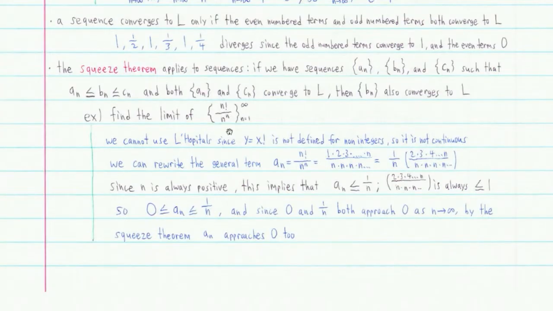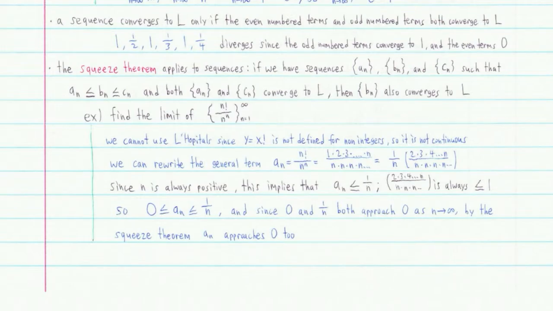So if we have this sequence, and if we directly evaluate it by plugging in n, the limit as n approaches infinity, we'll get infinity over infinity. But we can't use L'Hopital's since we can't differentiate n factorial. Because if we treat it as a function, y equals x factorial, then this is not a continuous function, since the factorial is only defined for integers. You can't have 3.5 factorial. So since this function is not continuous, it's not differentiable. So we can't use L'Hopital's.